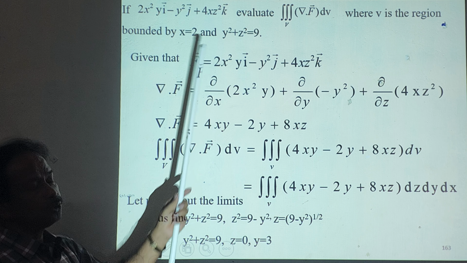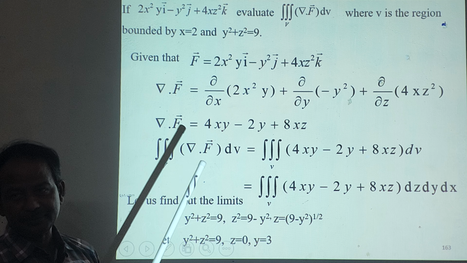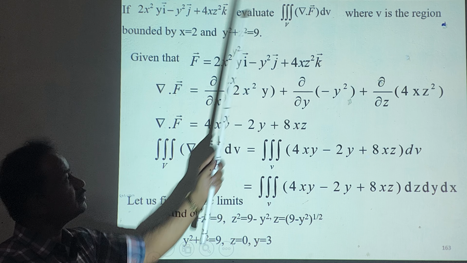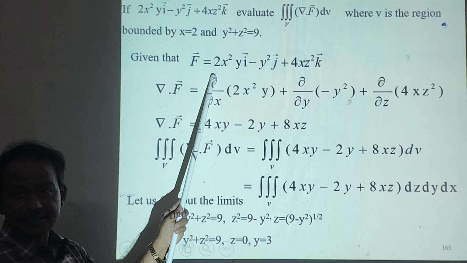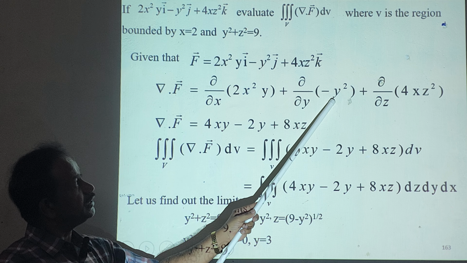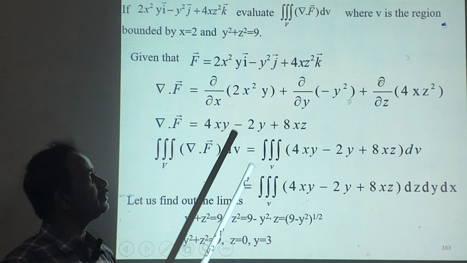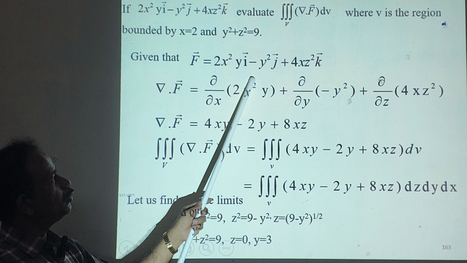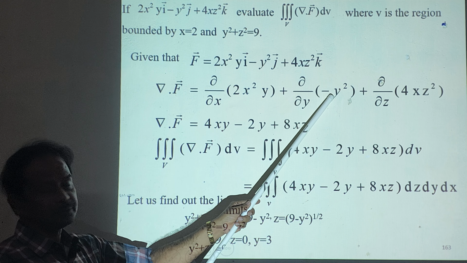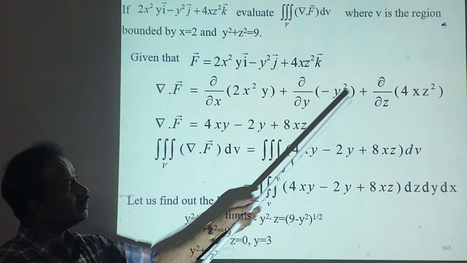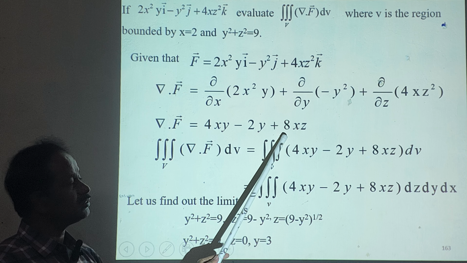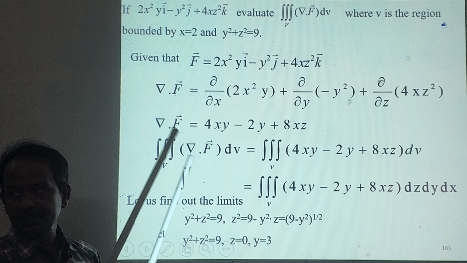Bounded by x equal to 2, y squared plus z squared equals 9. So f is given as this. Del dot f is asked. So del dot f equals partial d by dx of the i term, partial d by dy of the jth term, and partial d by dz of the kth term. So that will give you 4xy, correct? This becomes minus 2y, correct? Minus 2y. This becomes 2z. So 2 4s are 8. That will be 8xz. So del dot f is nothing but this.